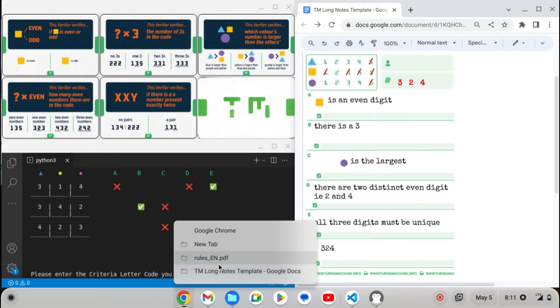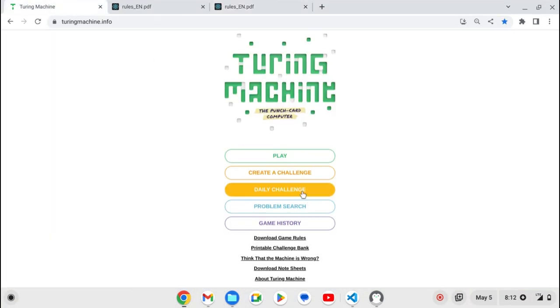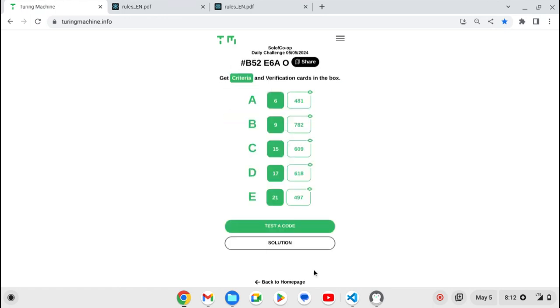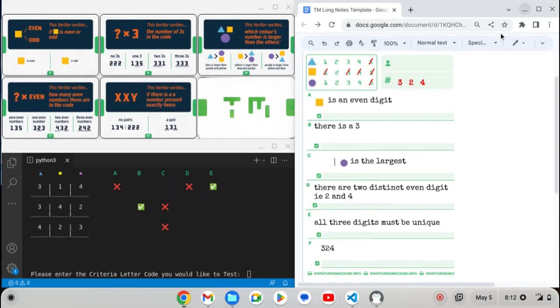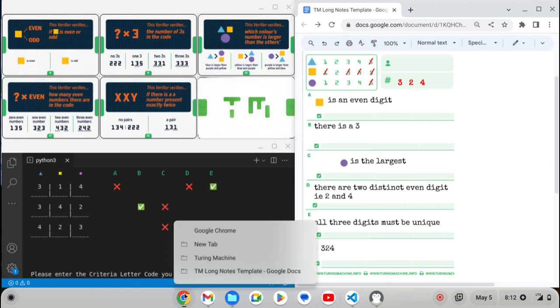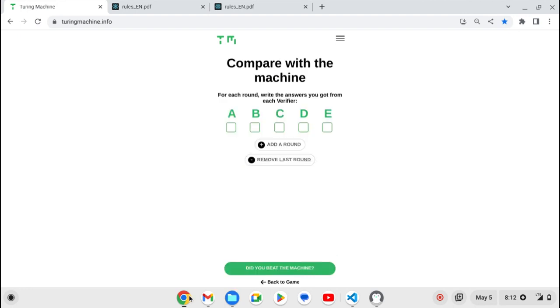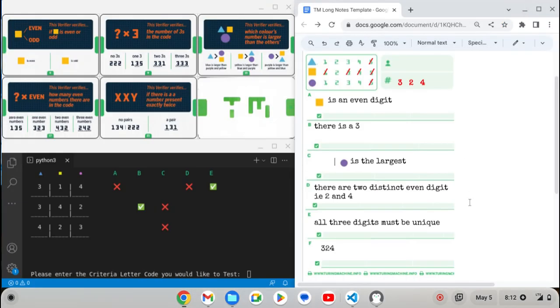So let's go to turingmachine.info. We're going to go to the daily challenge, and we're going to test our code. Again, we said it was 3, 2, 4. Let's verify. All right, congratulations. We got it. Excellent. Now, the question is, did we beat the Turing machine?